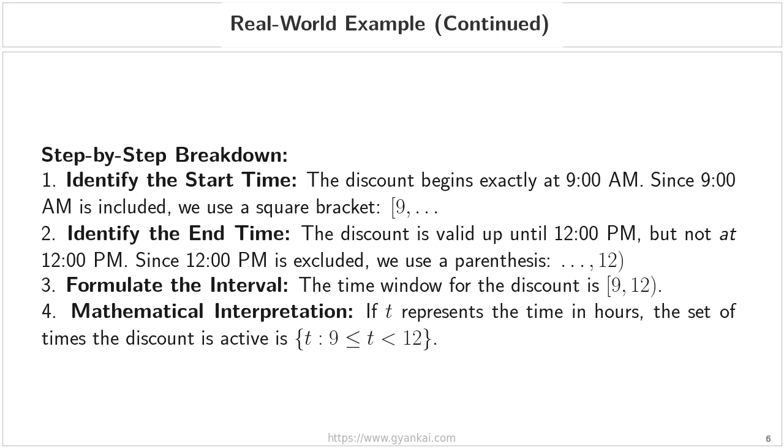Finally, let's look at the formal mathematical interpretation. If we let the variable t represent the time in hours, we can write this using set builder notation. We are looking for the set of all t, such that t is greater than or equal to 9, and t is strictly less than 12. As we move to the next slide, we will compare these two different types of half-intervals side by side to help you keep them straight.